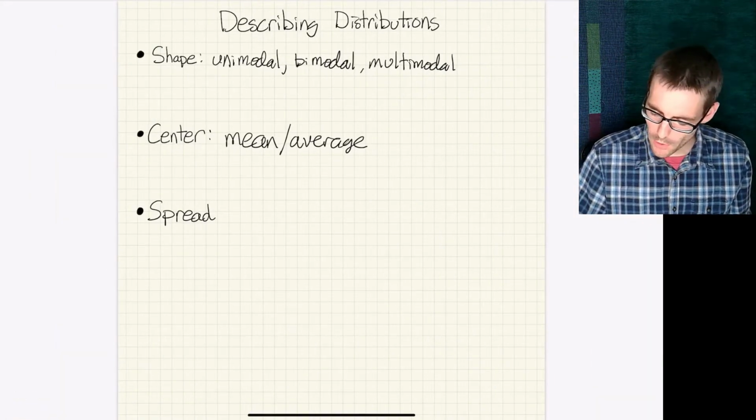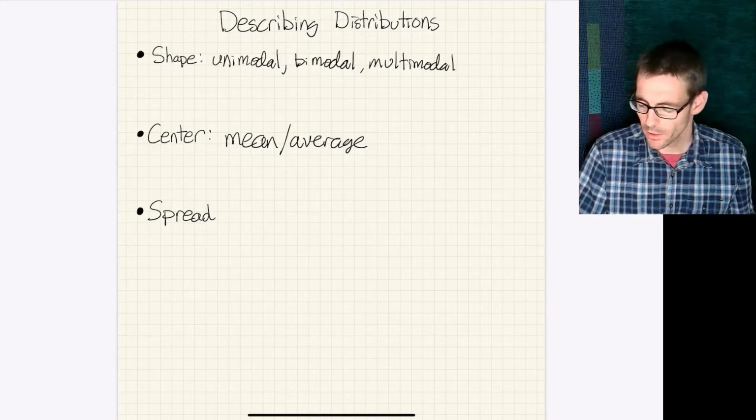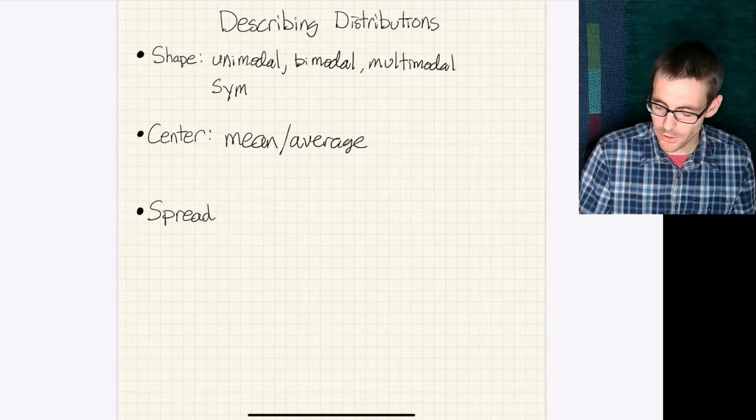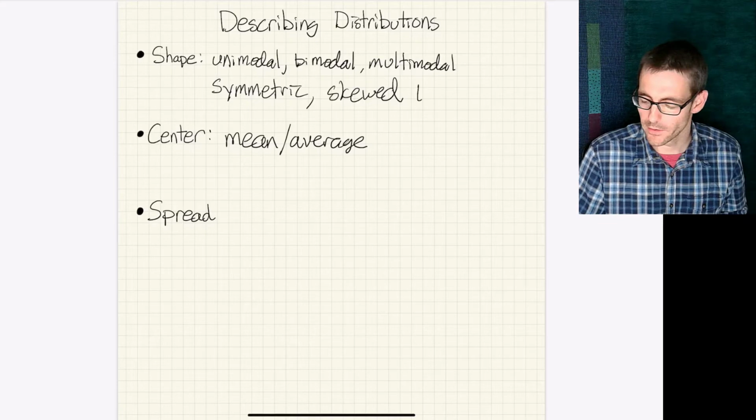Okay, the other aspect of the shape that we want to focus on is the symmetry. So we might say that a distribution is symmetric, or if it's not symmetric, we're going to say that it's skewed one way or the other. We'll either say that it's skewed left or it's skewed right.